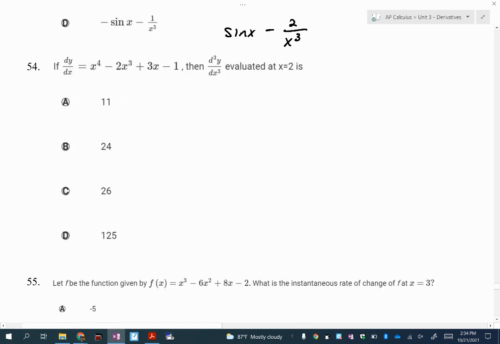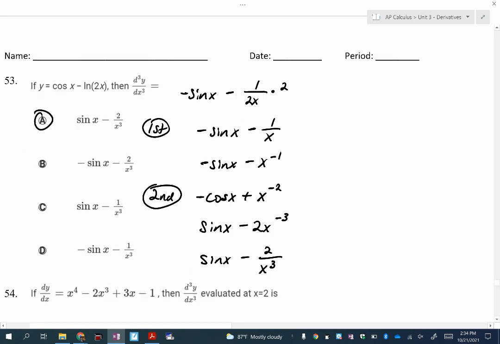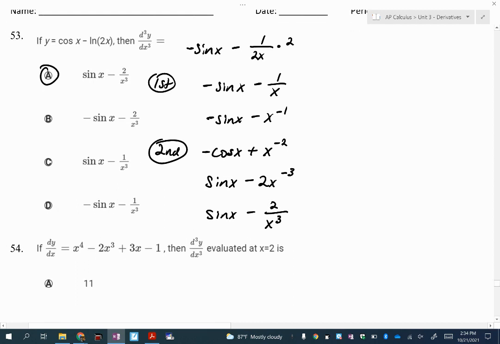Okay, let's find the third derivative. Oh, wait, hold on. Was that the fourth derivative? Okay, that was the third one. Whew, I thought that was the fourth derivative. That's the third derivative. Yep, first one, the second one, and I found it.